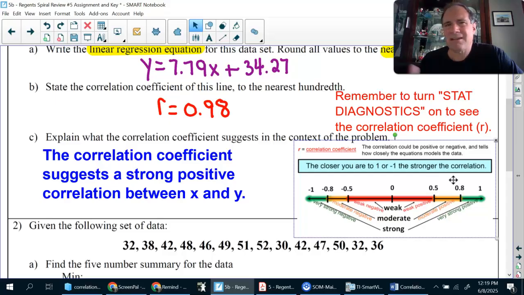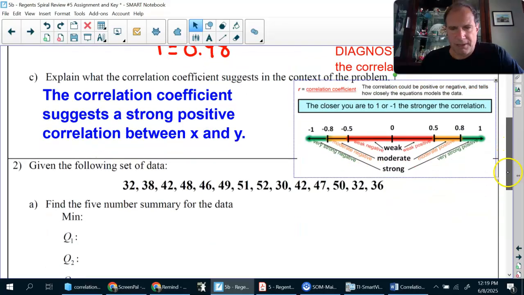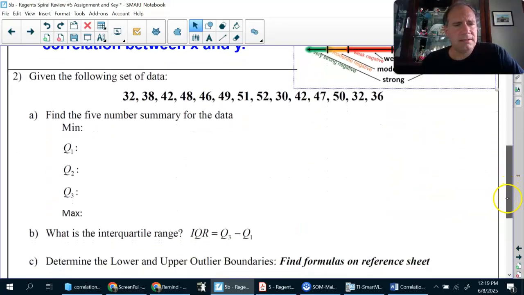I've never seen that, so the only thing they could put is a weak positive or weak negative. So if it's like negative 0.3 or negative 0.1, they would say that is a weak negative correlation between X and Y. Or if it's positive, say like a 0.1, the correlation coefficient suggests a weak positive correlation between X and Y. And that is it.